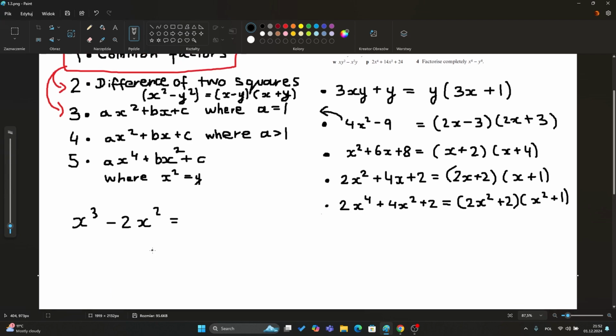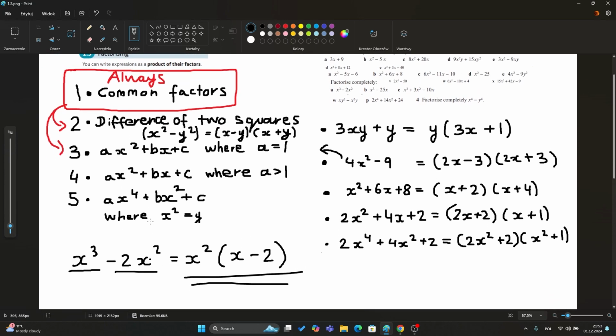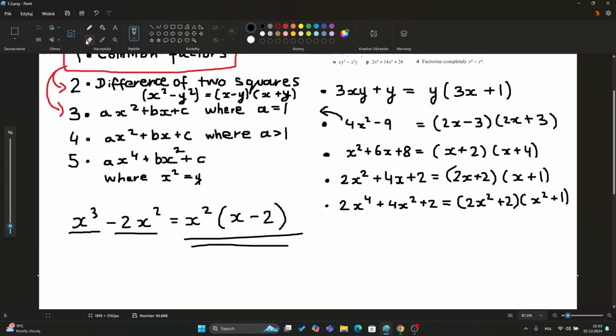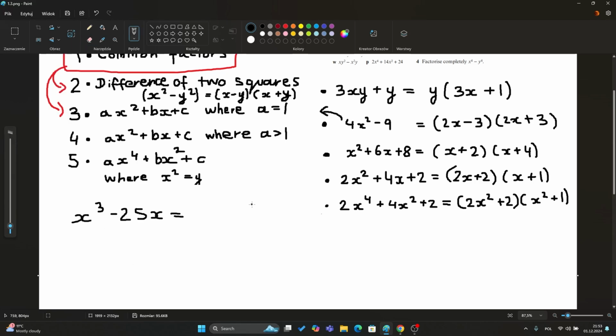Now factorizing this, we look at the common factors. The common factor of x cubed and minus 2x squared is x squared. And now we have x minus 2, so that is factorized. And here we just use the common factors to simplify this. Again, another question. Again, we look at the common factors, x cubed and minus 25x. The common factor is x.